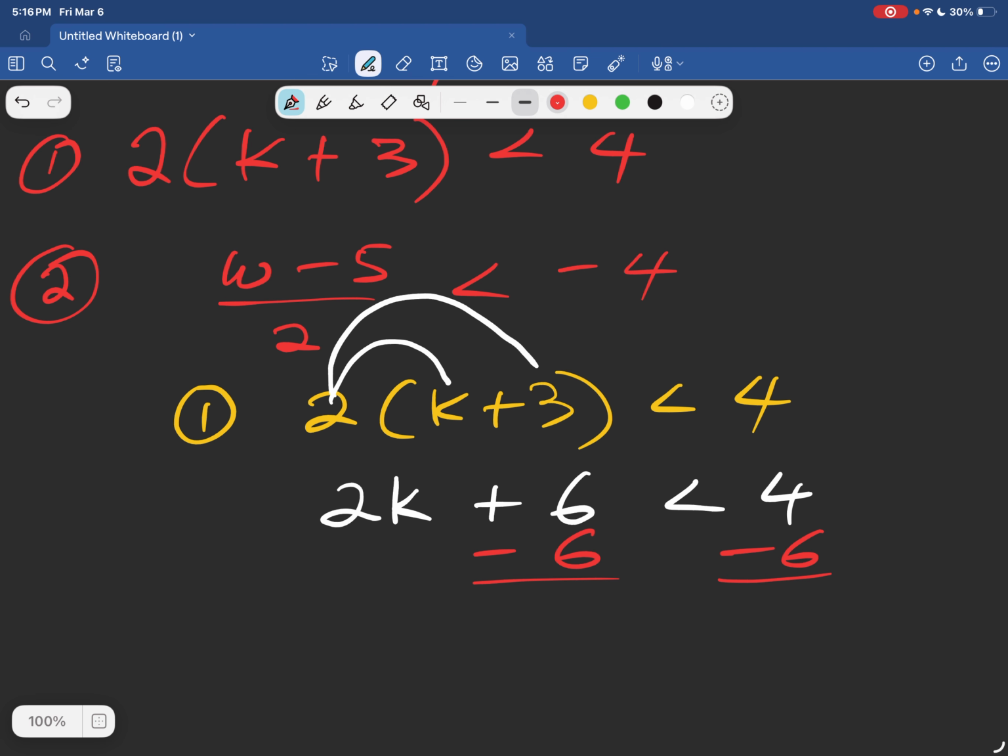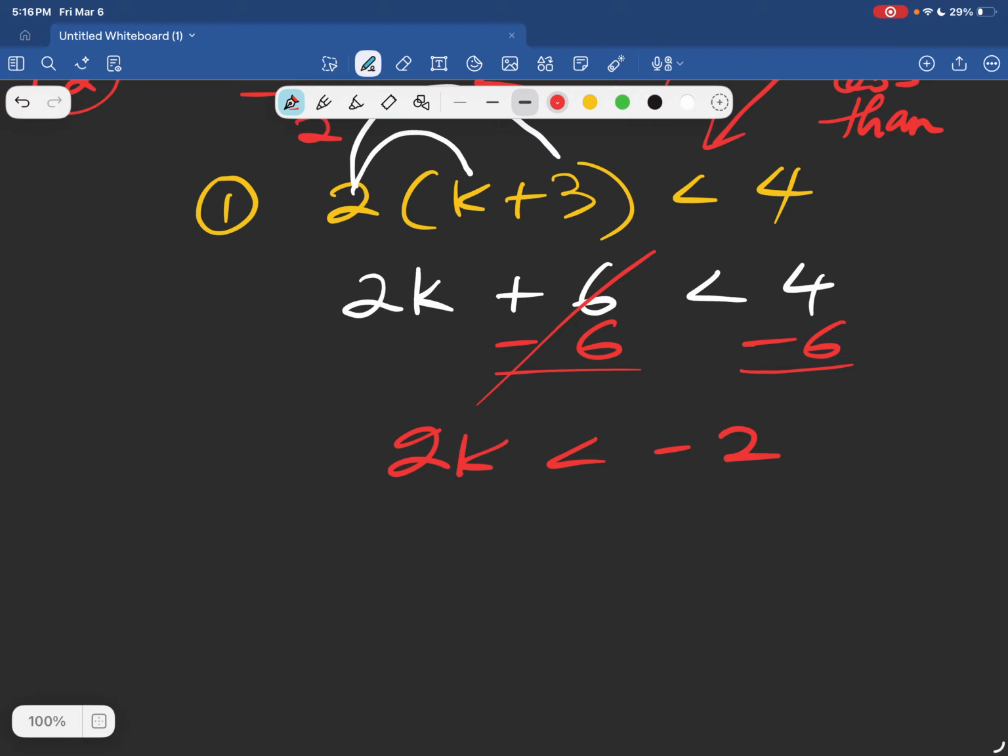But anything you do to one side, you have to do to the other. If you noticed, I went over to the right side of the less than symbol. This is a less than symbol. And what I did was that I also subtracted 6 there. Whatever you do to one side, you have to do to the other. This cancels, leaving us with 2k is less than 4 minus 6. 4 minus 6, or 4 take away 6, is negative 2.